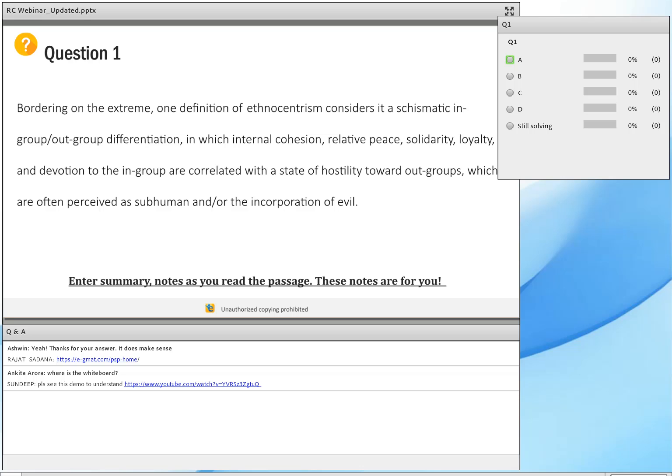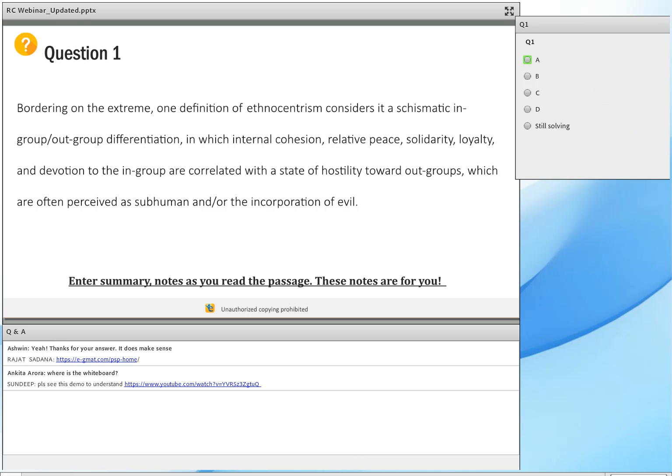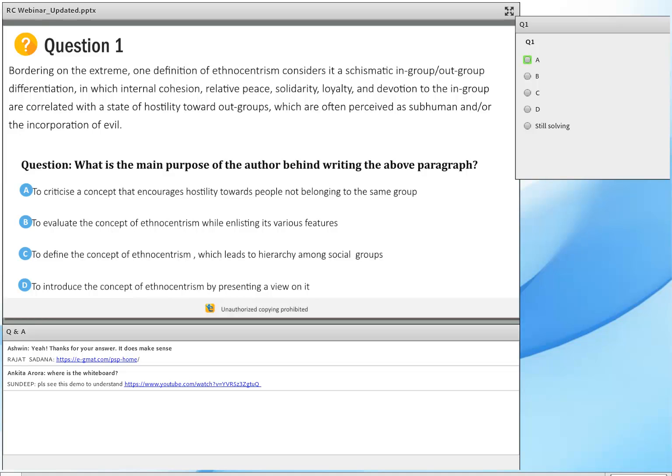Now here's the first question, and I want you to select "still solving" so that I know how many people are still solving. That way I won't time you. So select still solving, and let's get about 100 people saying still solving. And now here is the question for you. Again, remember, it has only 4 choices, so don't choose the fifth choice.